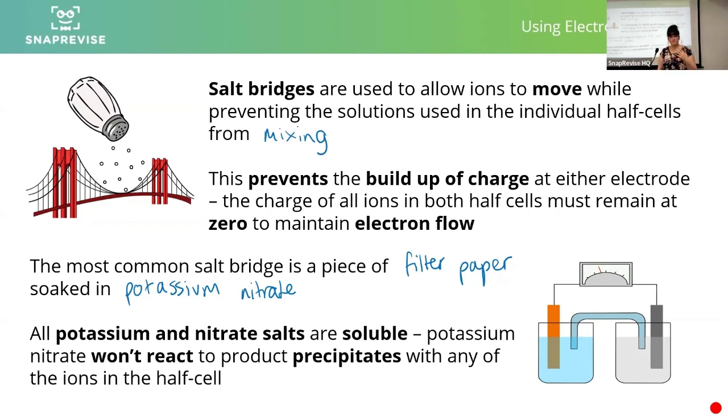Also, the potassium ion is unlikely to interact with the electrochemical cell either, because it is not easily reduced or oxidized. So potassium nitrate is used because it doesn't interact with the electrodes or with the electrochemical cell, and it doesn't produce precipitates, which will remove metal ions from solution. So it won't disrupt the cell by changing concentrations.